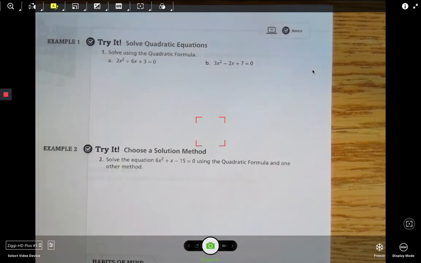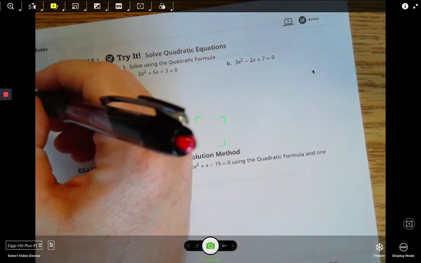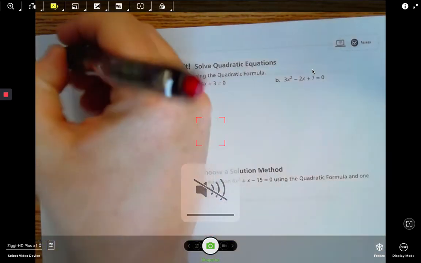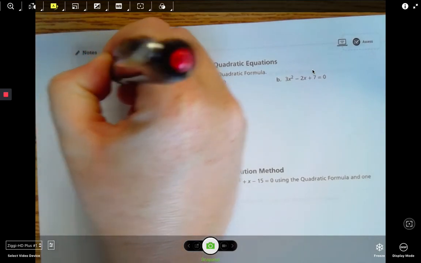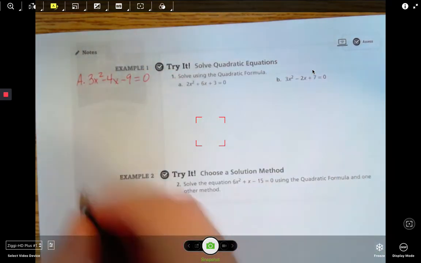Alright guys, today we're going to take a look at solving quadratic functions and equations by using the quadratic formula. So the first example that would be in the textbook would be 3x squared minus 4x minus 9 is equal to 0.